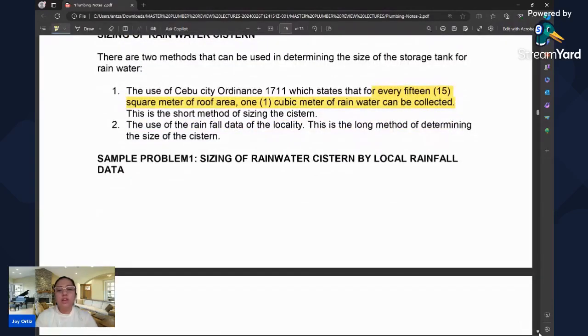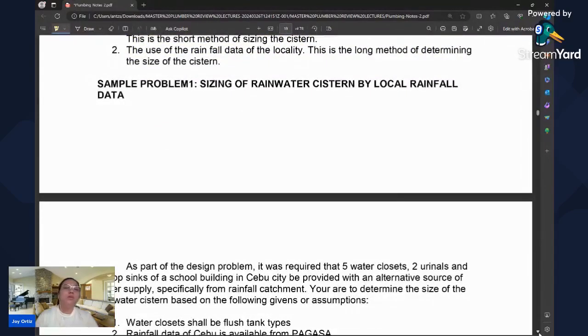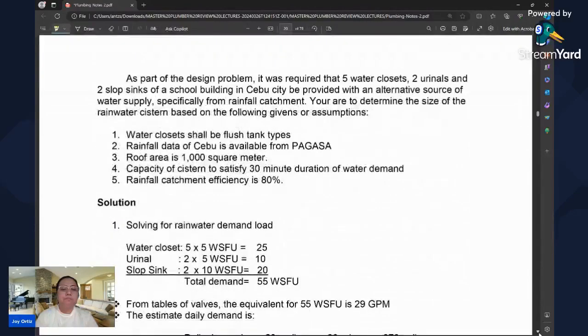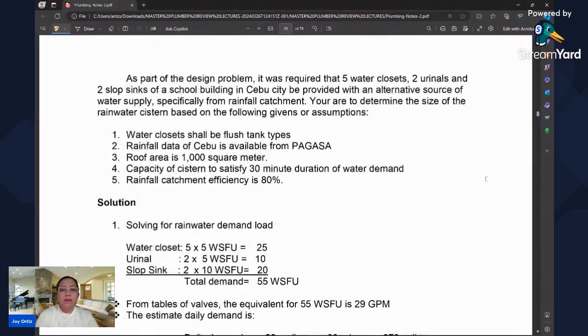And the use of the rainfall data locally, this is the long method of determining the size of the cistern. So we have sample problem number 1, sizing of rainwater cistern by local rainfall data. As part of the design problem, this is just a sample.